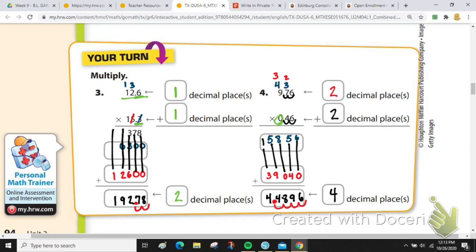Again, the total amount of decimal places that you start off with is the amount of decimal places that your answer should have in the end.